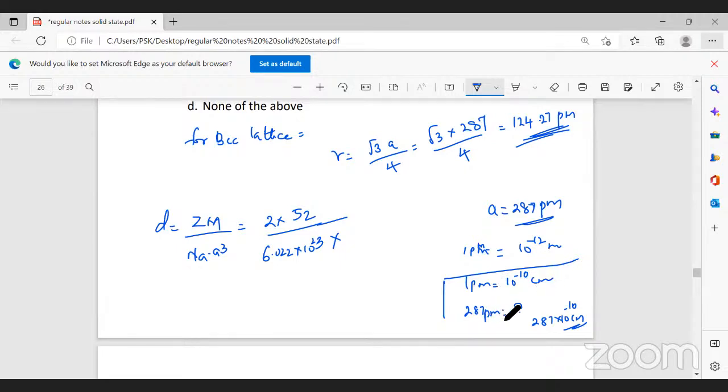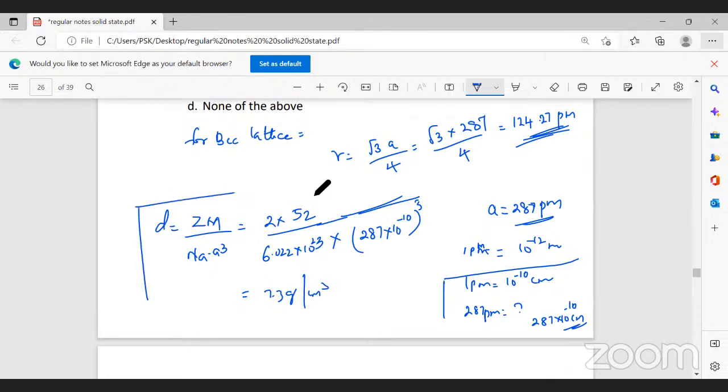So 287 picometers will be how much? 287 into 10 to the power minus 10 centimeter. So this will be 287 into 10 to the power minus 10, the whole cube, because the volume is a cube. On simplification, you will get the value 7.3 gram per centimeter cube. This was not in the question, but I wanted you to understand how to convert picometers into centimeters.